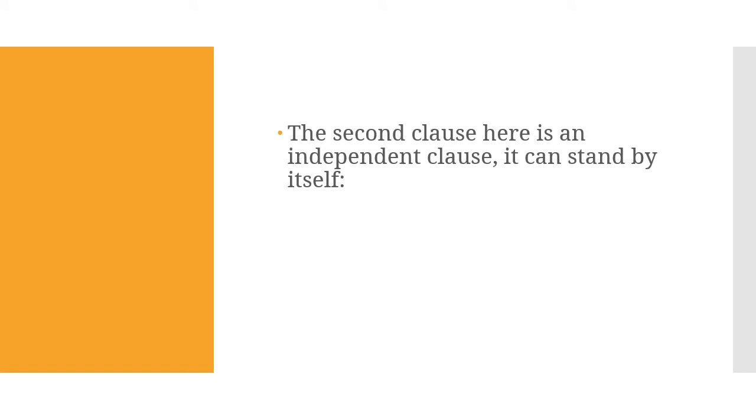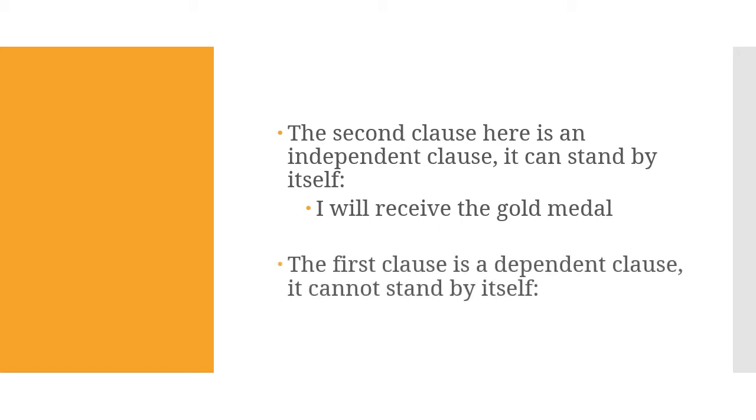The second clause here is an independent clause. That is, it can stand by itself. I will receive the gold medal. So that by itself is a clause and it's a statement. It's independent. The first clause is a dependent clause. It cannot stand by itself. So if I run fast enough, that isn't a sentence. It's incomplete.